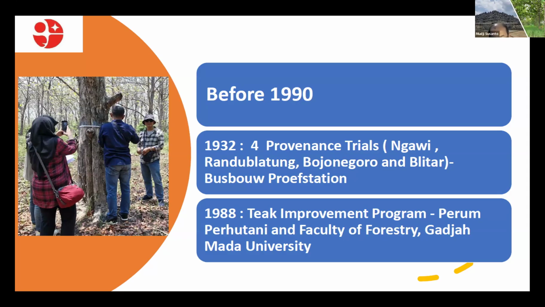This collaboration has yielded significant results. It resulted in a variety called Jati Plus Perhutani, or JPP. JPP was developed to produce high growth with a relatively short rotation cycle, as well as acting as a carbon store. Its advantages include faster growth and larger stem diameter than conventional teak at the same age.